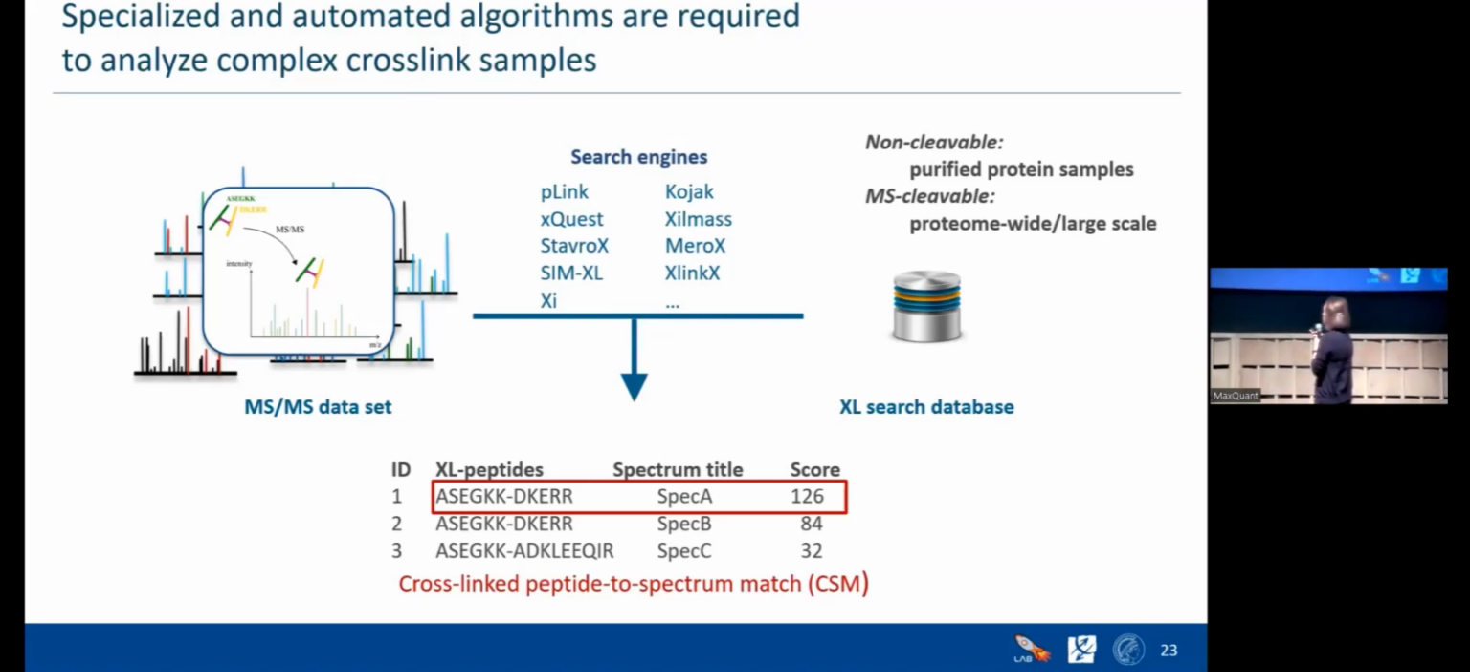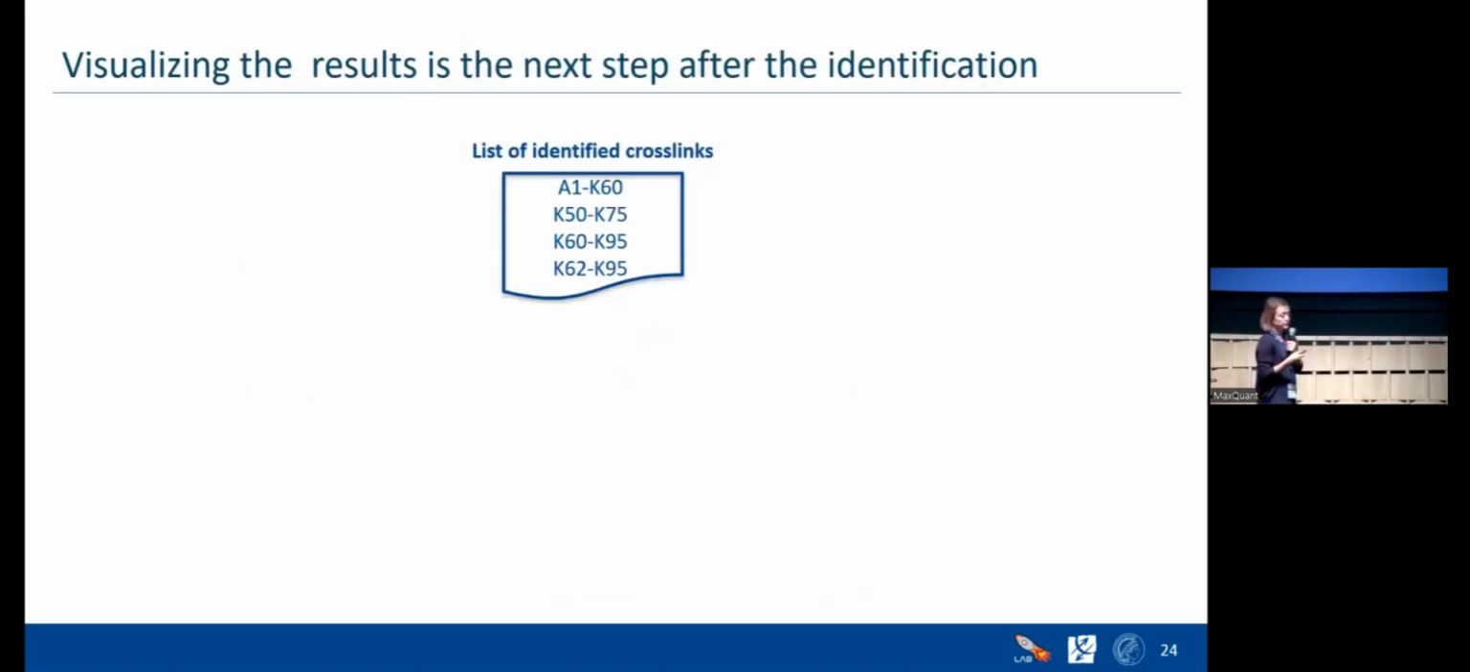After we do the searching, we will have the crosslink peptide-to-spectrum match. In proteomics we refer to this as PSM, the peptide-to-spectrum match. But here, because I have crosslinked peptides, we call these crosslink peptide-to-spectrum matches, CSM. Later we do FDR control, and then we have the list of identified crosslinks. So now I know which residues on my protein are crosslinked to each other, and what can I do with this list?